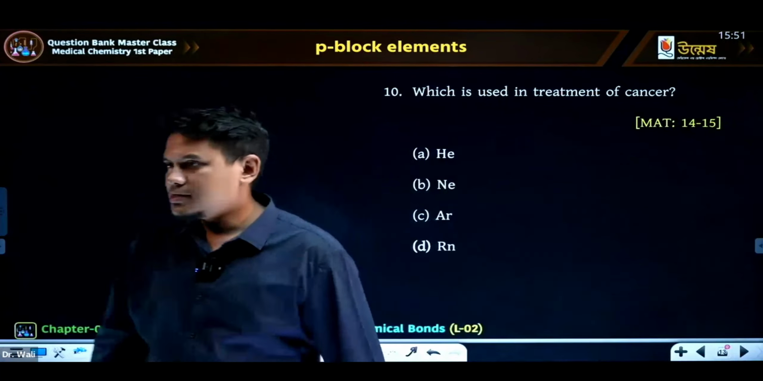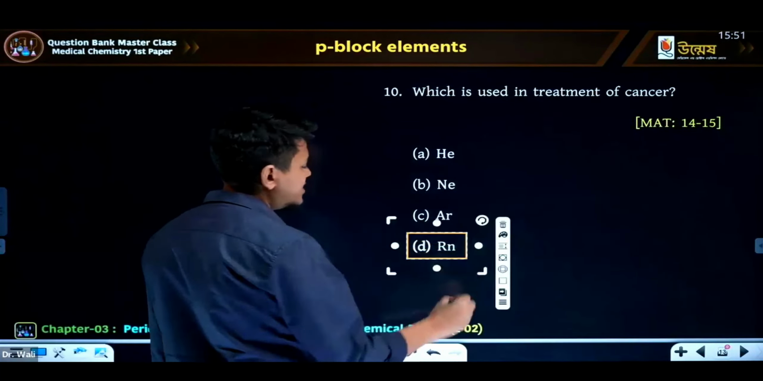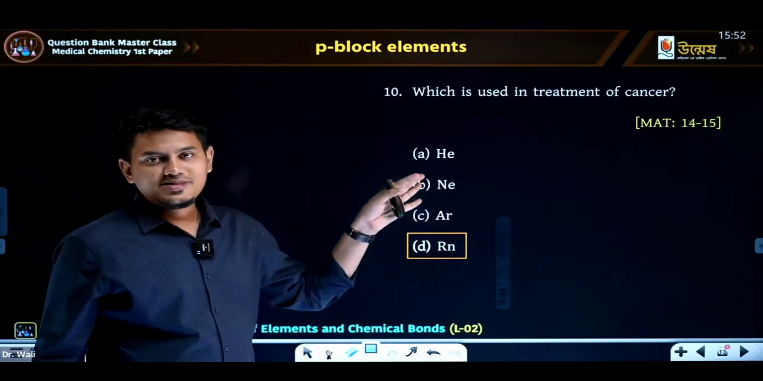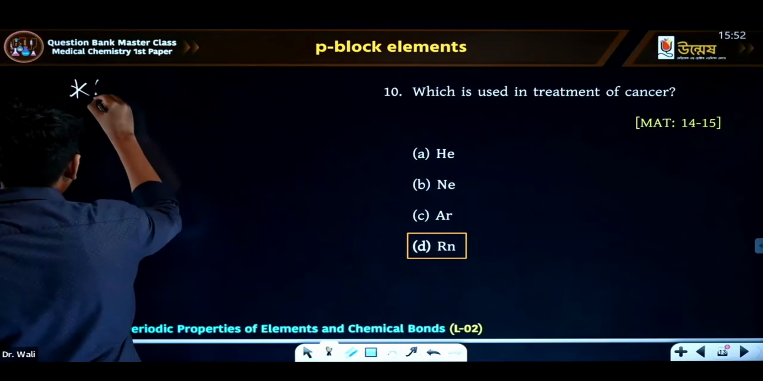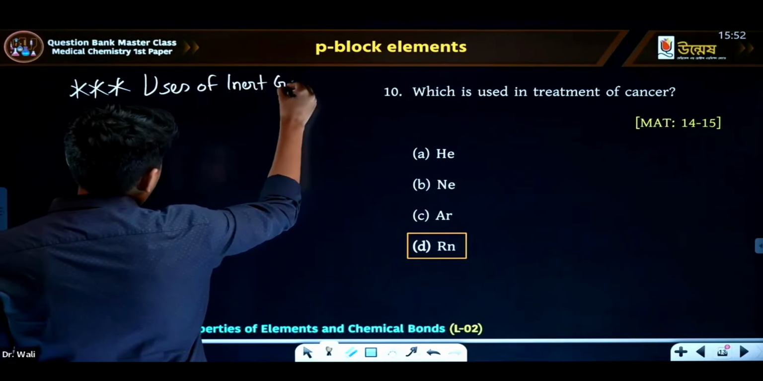Which one is used in the treatment of cancer? We know cancer requires chemotherapy, radiotherapy, so something radioactive might help in cancer. Helium, neon, argon, these are not radioactive. Which one is radioactive? Certainly radon. Then what is the purpose of all this? I'm writing it down here, please read all the uses of inert gases. This is very, very crucial for your upcoming exam.